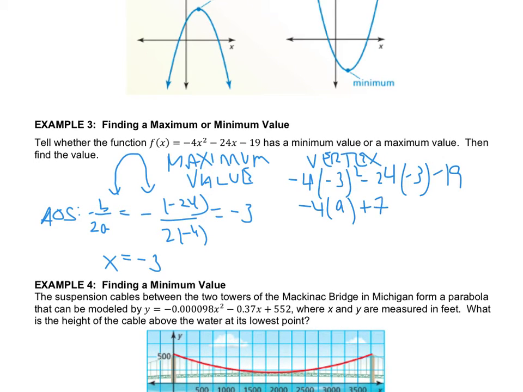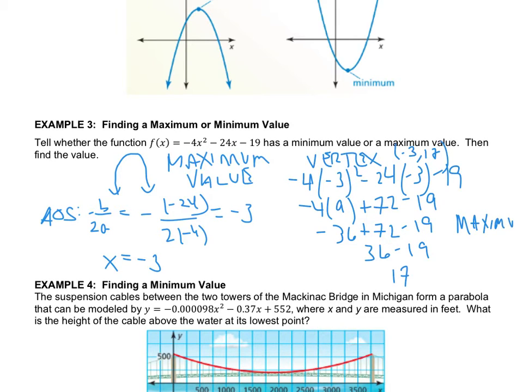Then I get a positive 72, and I subtract 19. Negative 4 times 9 is negative 36, plus 72 minus 19. Negative 36 and 72 is a positive 36, minus 19, which gives me 17. So I now know the y value of the vertex is 17, so (-3, 17) would be my vertex. But this question is just saying, what is the value? So this tells me that the maximum of this function is 17.